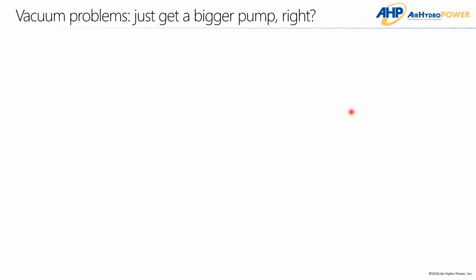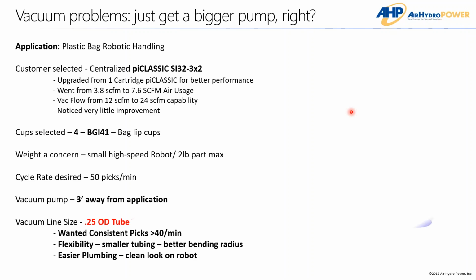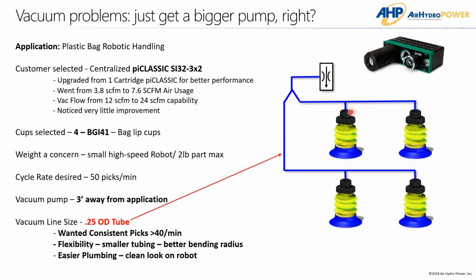So, vacuum problems. Hey, parts aren't getting held on. I just need a bigger pump, right? This is a case where this customer, plastic bag handling, had a Pi Classic, a single cartridge system, and they weren't getting consistent picks. They wanted around 50 picks a minute, and they weren't getting there. In addition, they were having some problems maintaining the part.